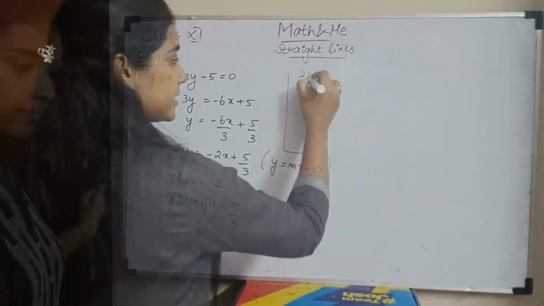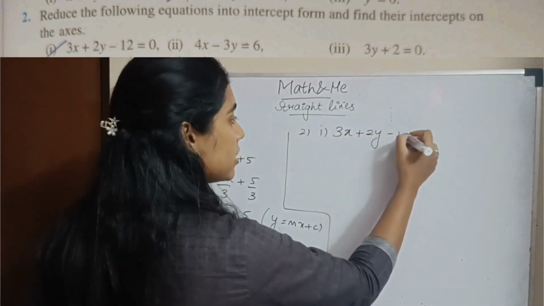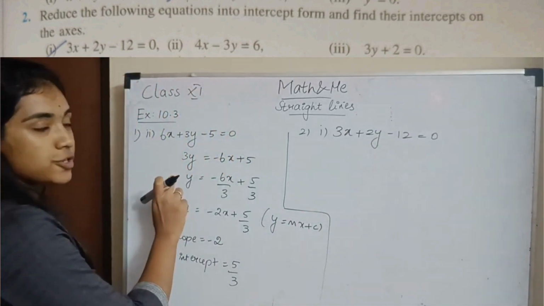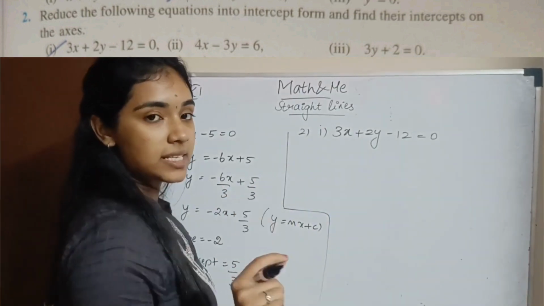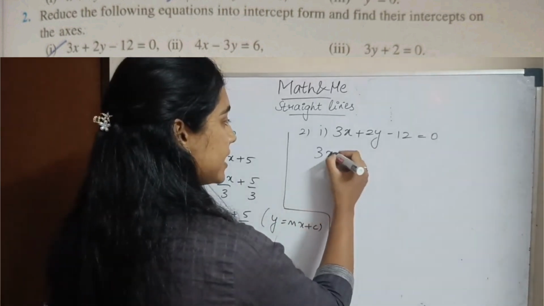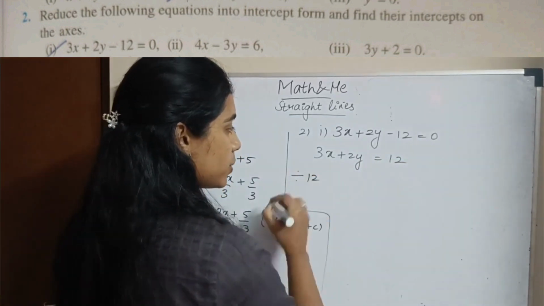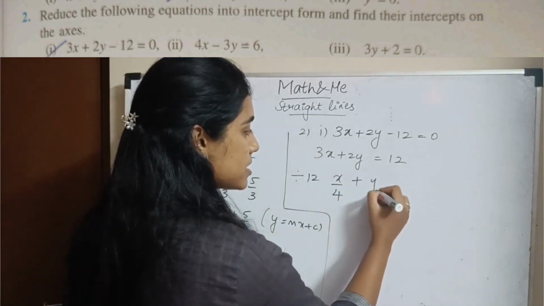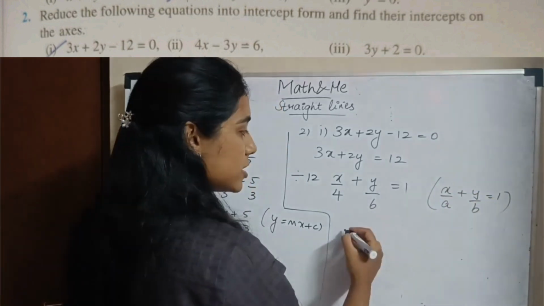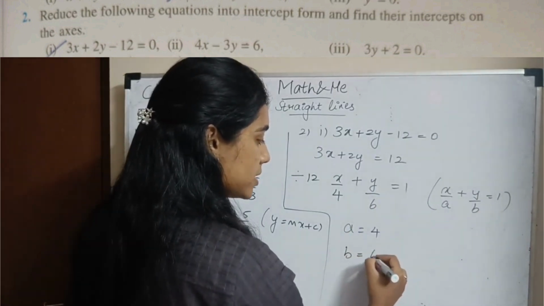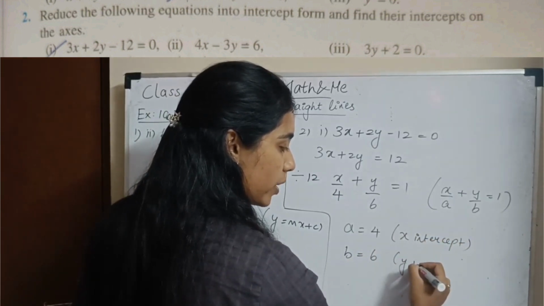Clear? Second question, first subsection, 3x plus 2y minus 12 equals 0. So this was using the slope-intercept form. Now they want us to reduce using the intercept form and find the intercepts on the axis. So you have 3x plus 2y equals 12. I'm going to divide the whole equation by 12. So what do I get? X by 4 plus y by 6 equals 1. So this is of the form x by a plus y by b equals 1. So a equals 4 and b equals 6. So this is the x-intercept and this is the y-intercept.